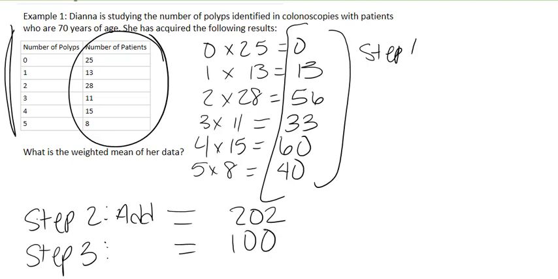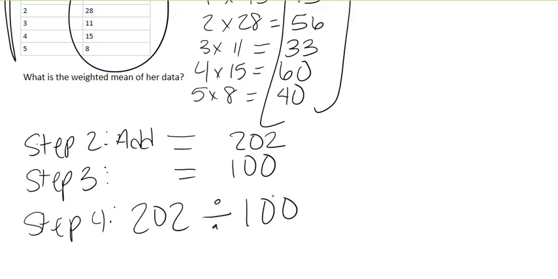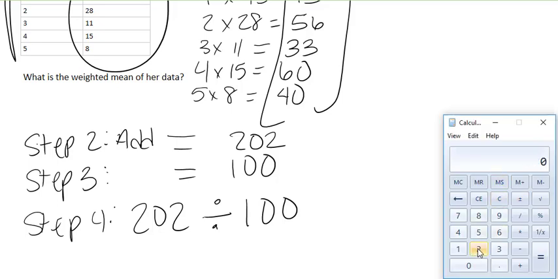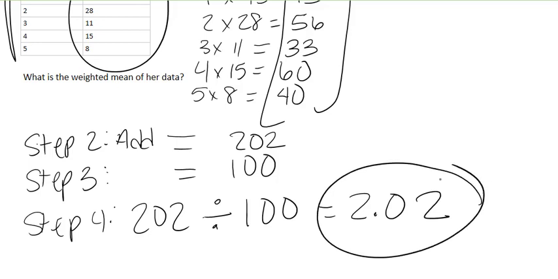So now we can use our calculator again. And we're going to take from step 2, we'll have 202. We're going to divide by 100. So 202 divided by 100 is equal to 2.02. And this is our weighted mean for Diana's data.